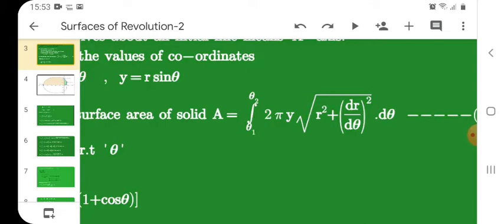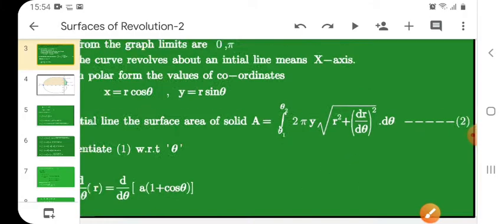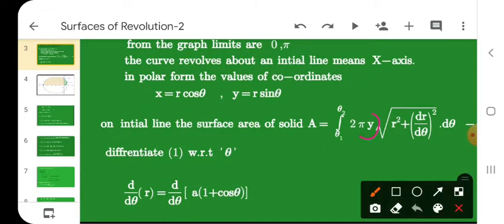Next, from the graph we know the limit values, which are 0 and pi. Now substitute all values. In polar form, what is the y coordinate value? y equals r sin theta. Here r is the given equation, so what is y here? y equals a into 1 plus cos theta into sin theta. This is the value of y.